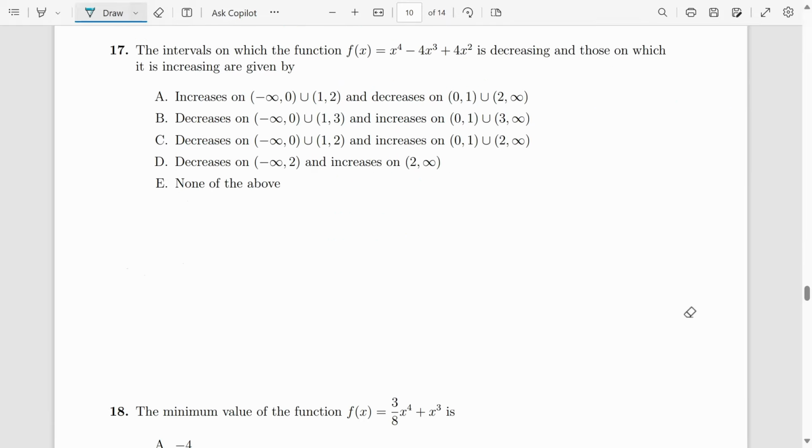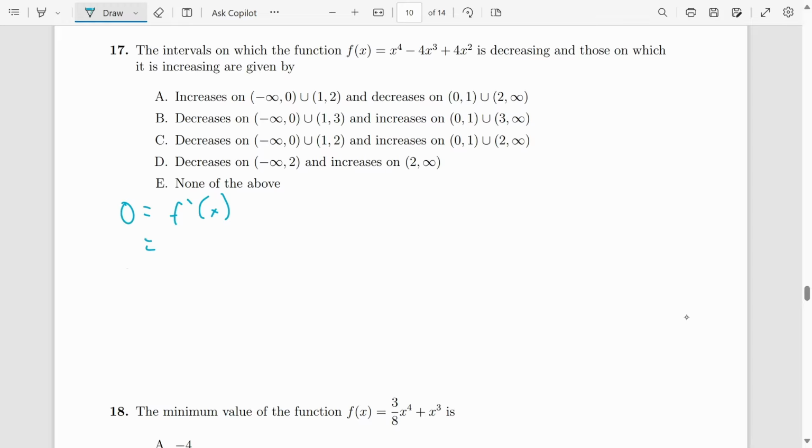Question 17. The intervals on which the function f(x) equals x to the fourth minus 4x cubed plus 4x squared is decreasing, and those on which it is increasing, are given by what? Cool, just a vanilla increasing and decreasing problem. This is critical points 101. How we find those is we first find the first derivative of f(x), set it equal to 0, and then solve for x.